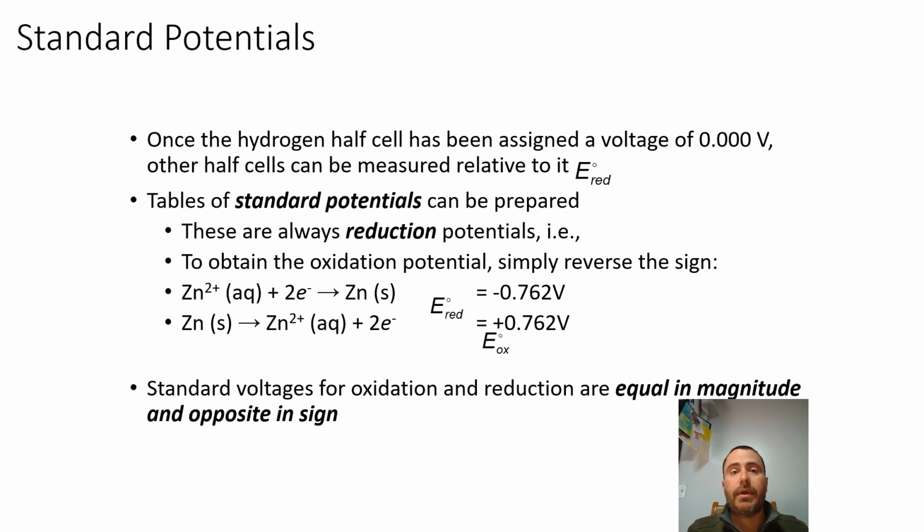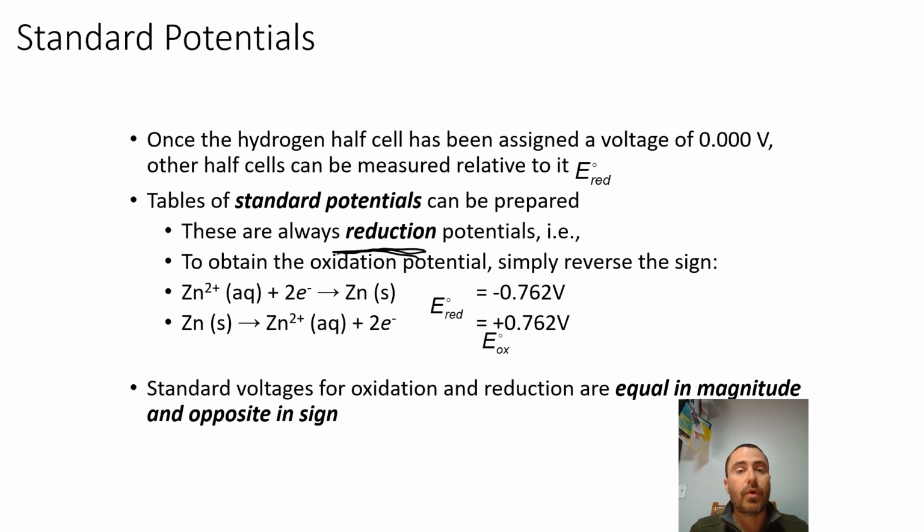Now when we have these standard potentials, they're always going to be written as reductions. So everything in our table of potentials is always going to be a reduction. So we're always going to see our electrons as reactants. We might have to find them when they're oxidations.